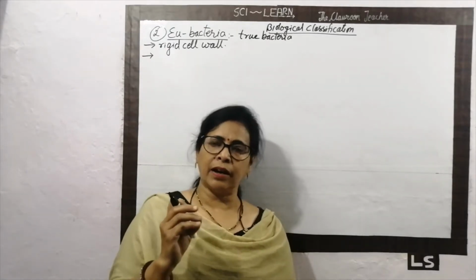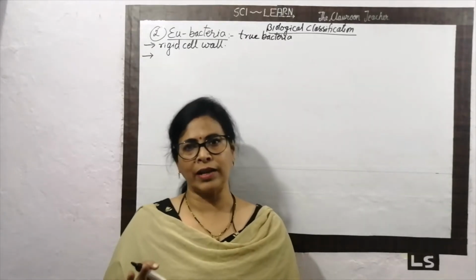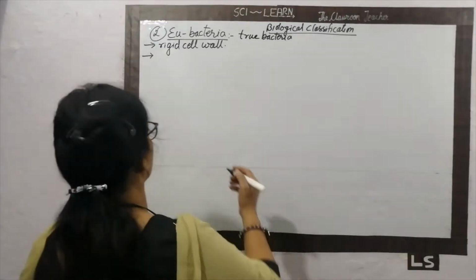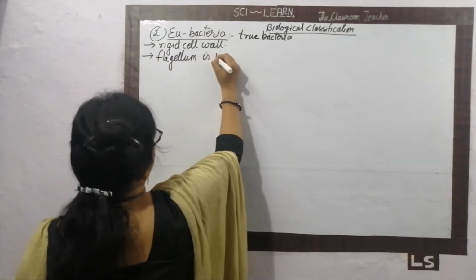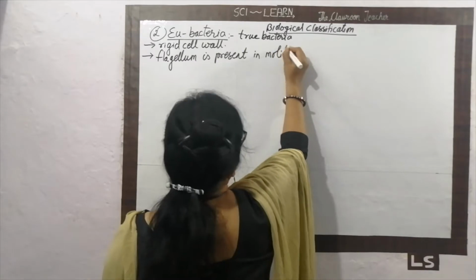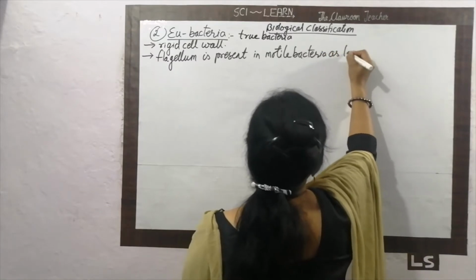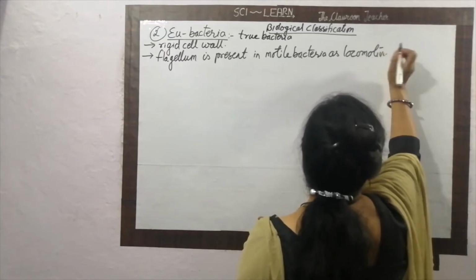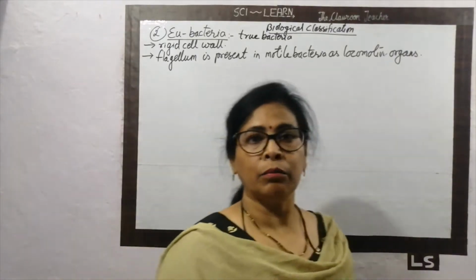If these bacteria are motile, then they have the flagellum. If they are not motile, then there is no need of the flagellum. The flagellum is the locomotive organ, and it is present only in motile bacteria as a locomotive organ. It is not present in each and every bacteria.